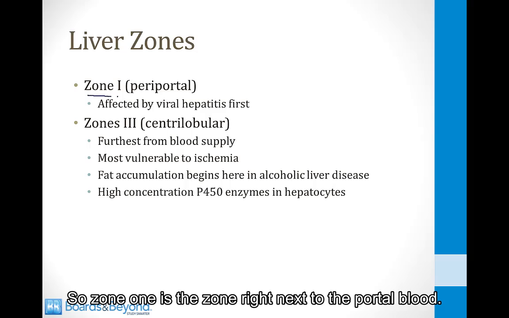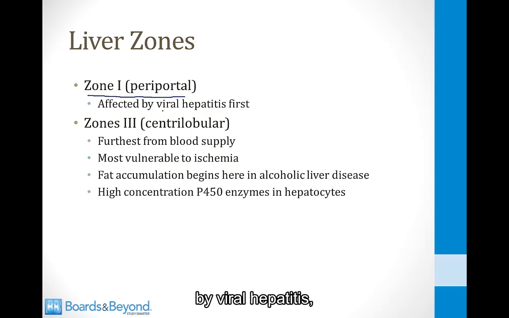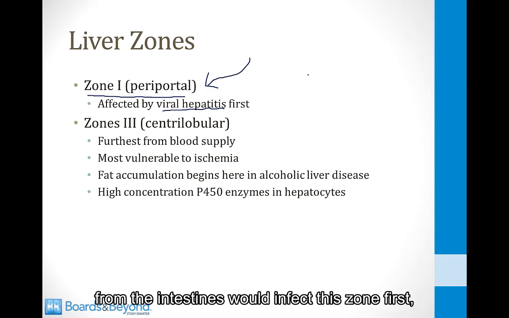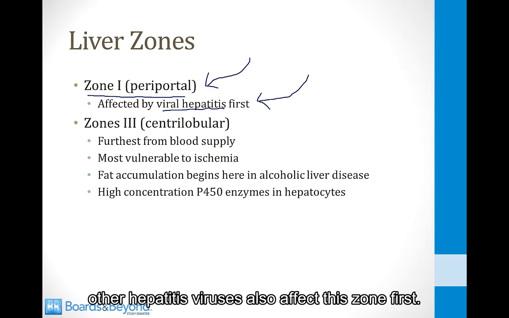So zone 1 is the zone right next to the portal blood. This is the zone that is affected first by viral hepatitis. Hepatitis A and E are both fecal-orally transmitted, so it makes sense that the portal blood coming from the intestines would infect this zone first. Other hepatitis viruses also affect this zone first.